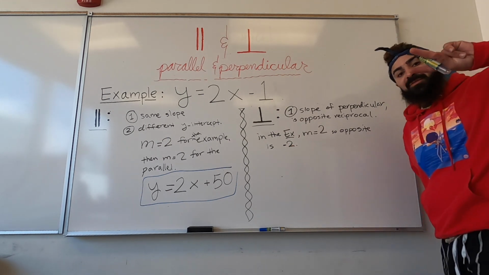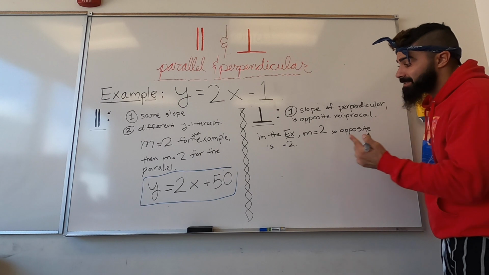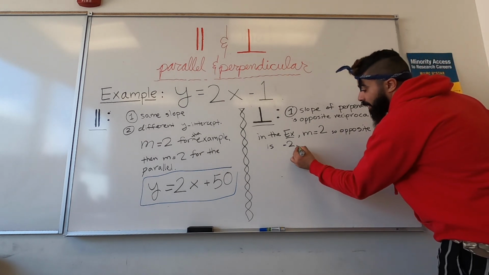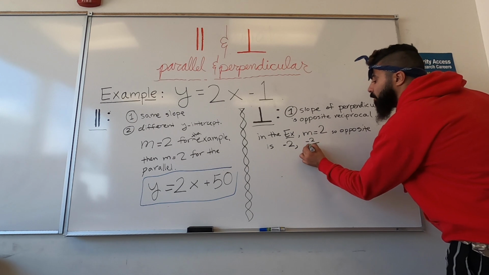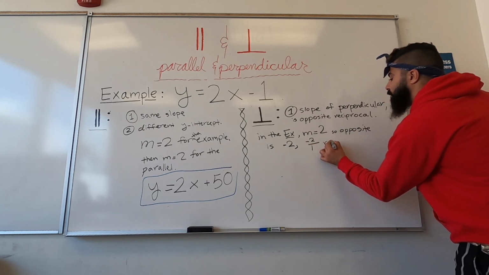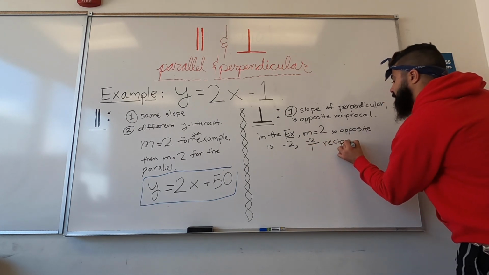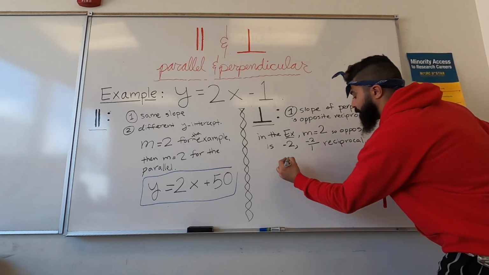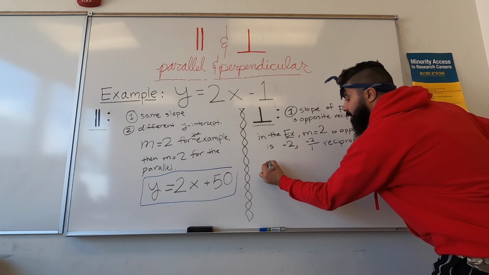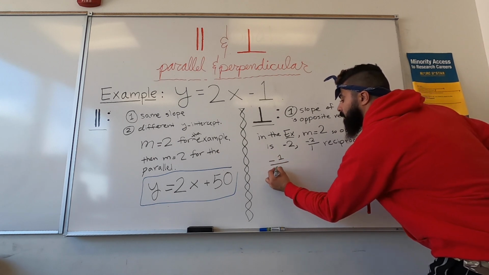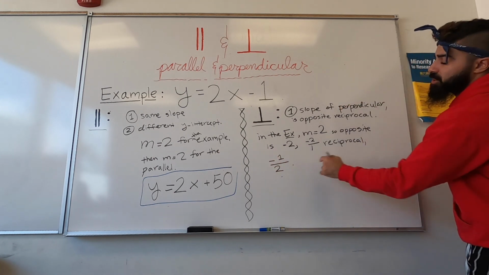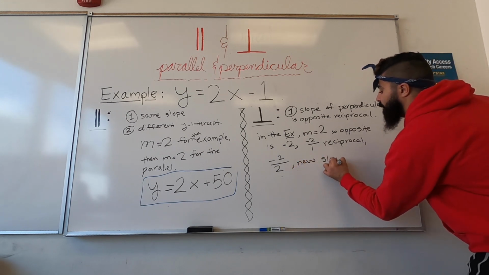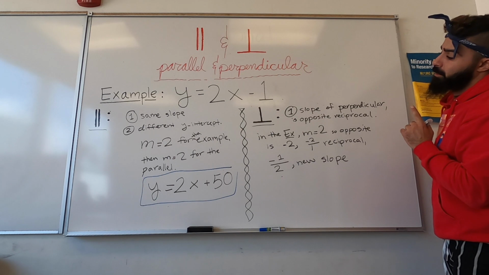And then we must take a reciprocal. A reciprocal means if it's a fraction, you flip it. And you might ask, but -2 is not a fraction, but you could write any number as a fraction over 1. -2 over 1. The reciprocal is -1 over 2. So the new slope is -1 over 2. That's the slope of the perpendicular line.